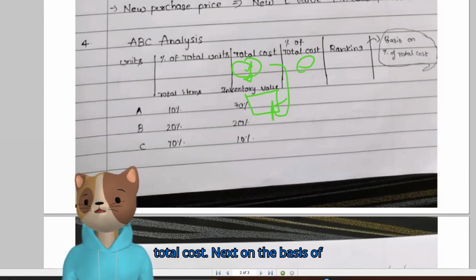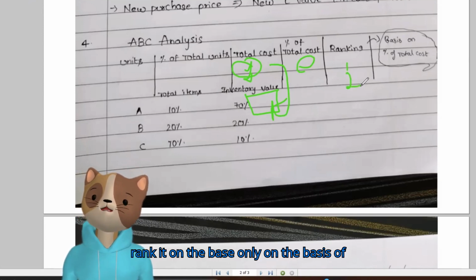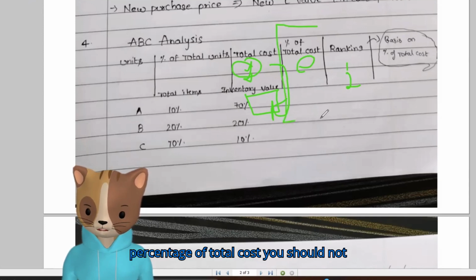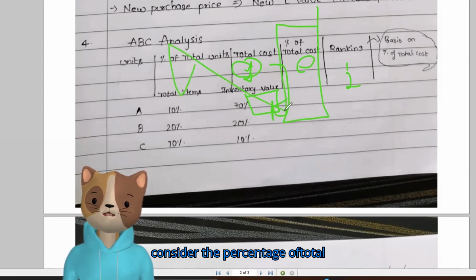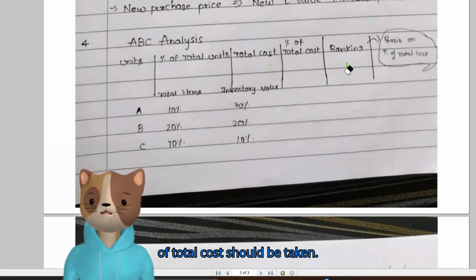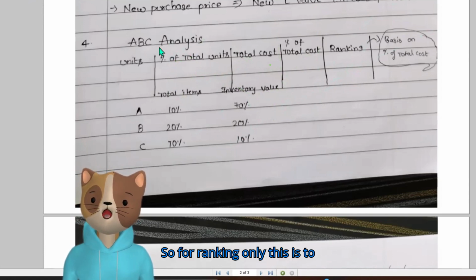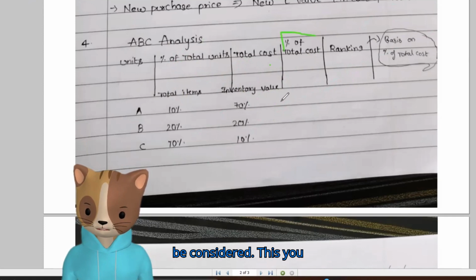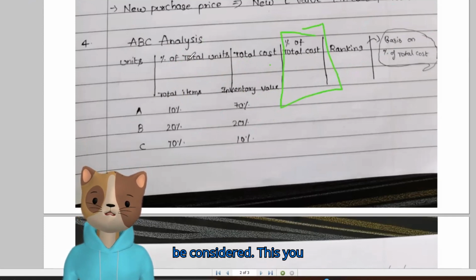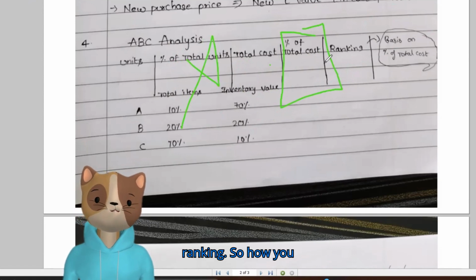Next, on the basis of the percentage of total cost, you rank them like one, two, three, four. Rank only on the basis of percentage of total cost. You should not consider the percentage of total units in this case. Only the percentage of total cost should be taken. So for ranking, only this is to be considered, not this.